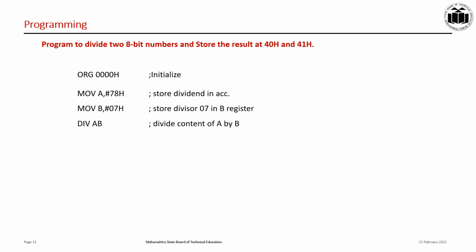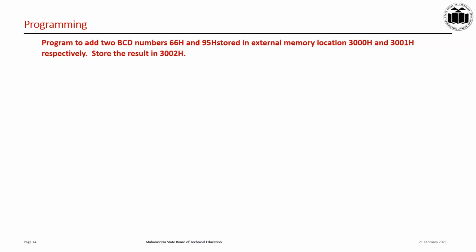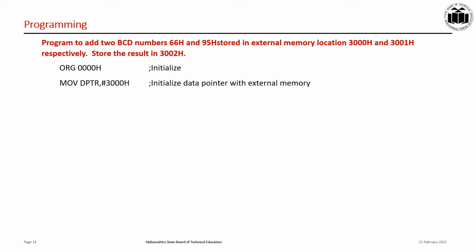After division, the result will be stored in 40H memory location by using instruction MOV 40H, A. Remainder will be stored in memory location 41H by using instruction MOV 41H, B. Next program is to add two BCD numbers 66H and 95H stored in external memory location. ORG 0000H. MOV DPTR, #3000.